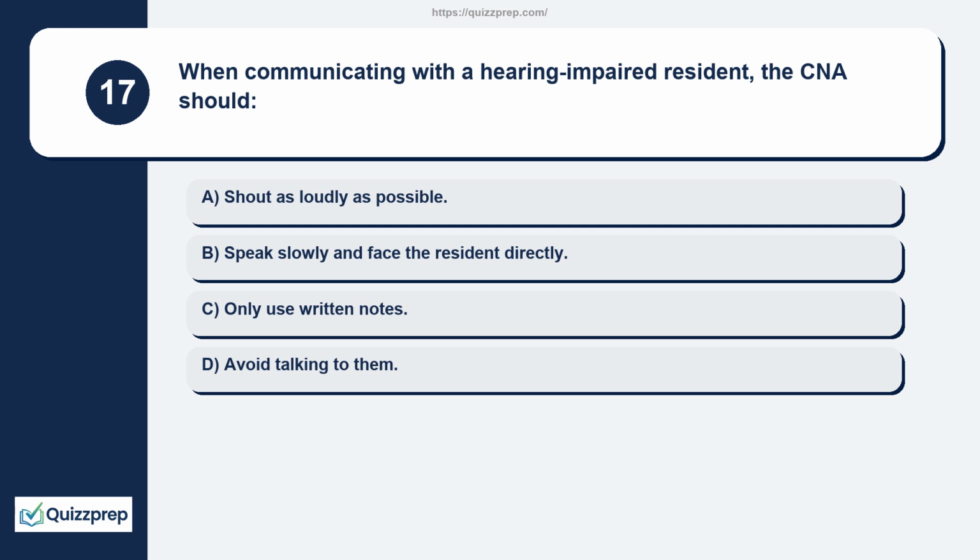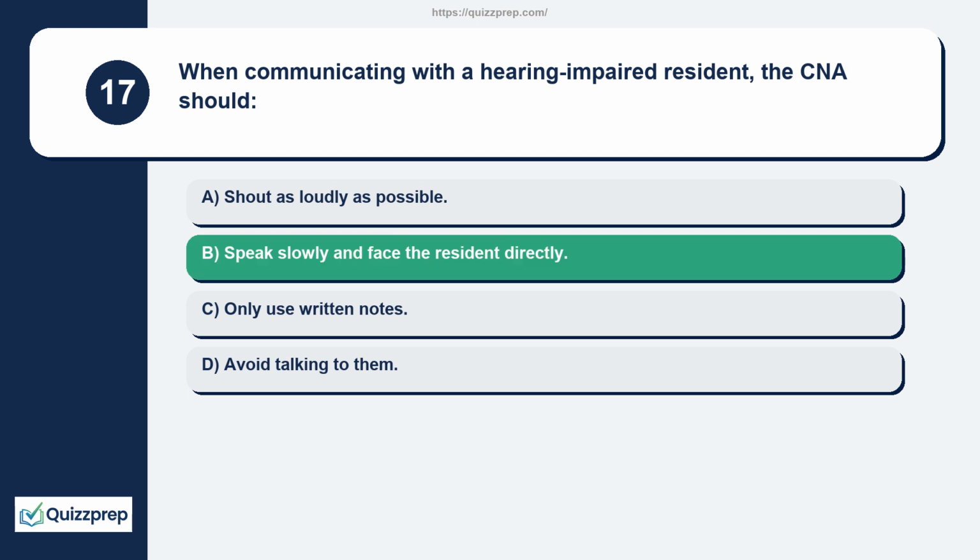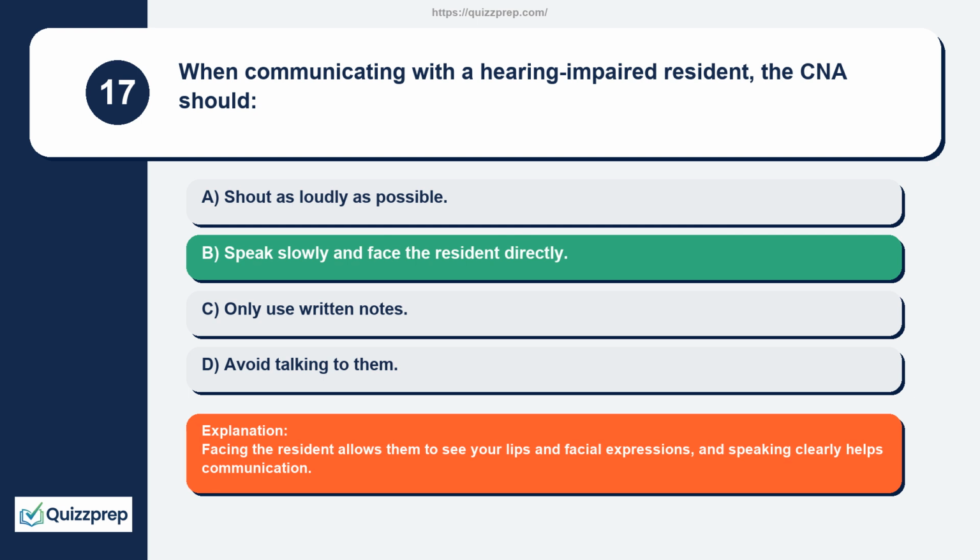Question 17. When communicating with a hearing-impaired resident, the CNA should shout as loudly as possible, speak slowly and face the resident directly, only use written notes, avoid talking to them. Facing the resident allows them to see your lips and facial expressions, and speaking clearly helps communication.